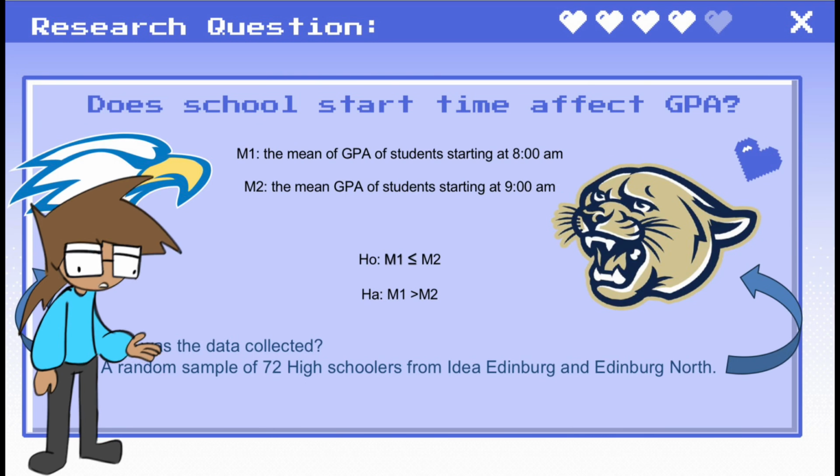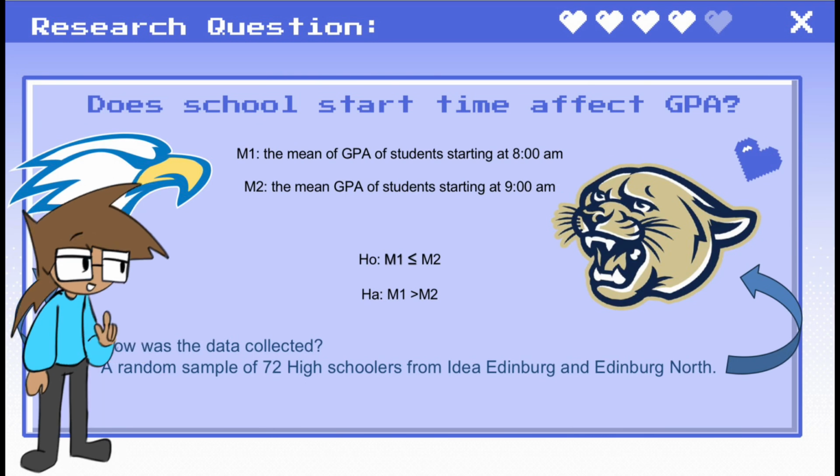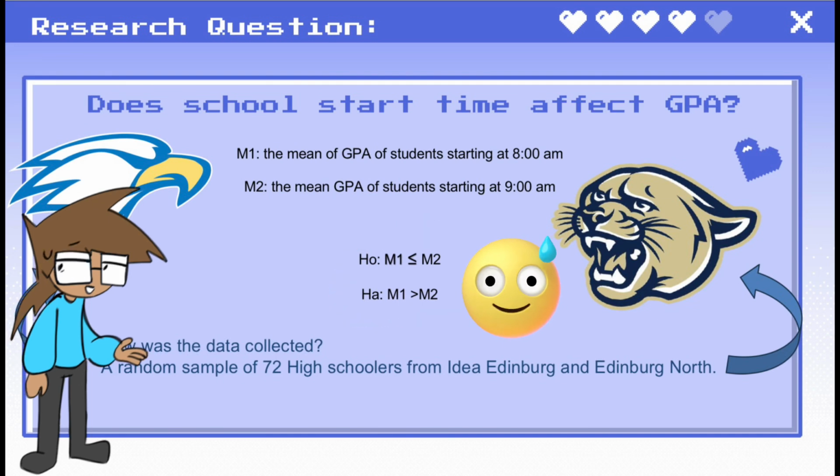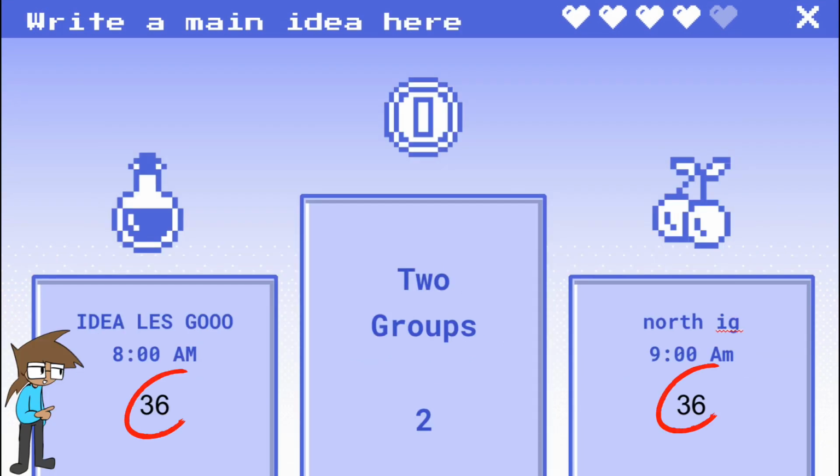The two schools that I've used are IDEA and North, with IDEA being 8 a.m. start time and North being 9 a.m. start time. The null hypothesis is that the mean GPA of IDEA is less than or equal to North's. The alternative hypothesis is that IDEA has a greater mean GPA than North. The data was gathered by randomly sampling 36 students from each of the two schools.